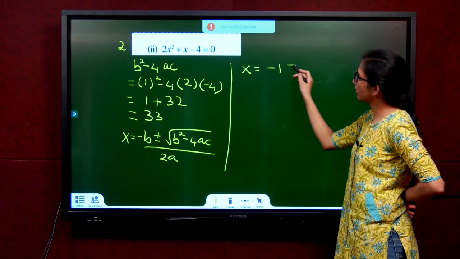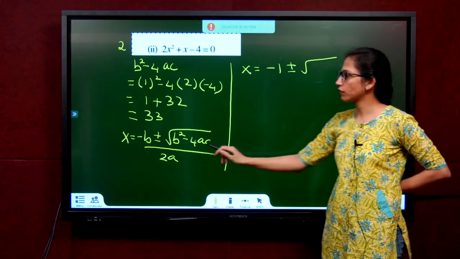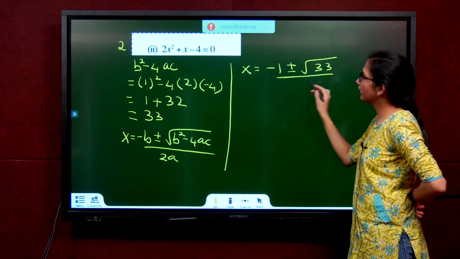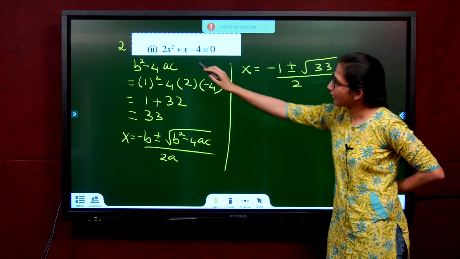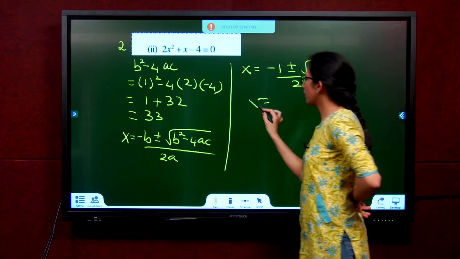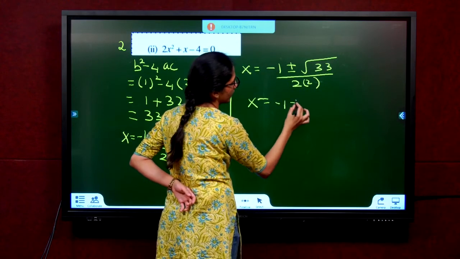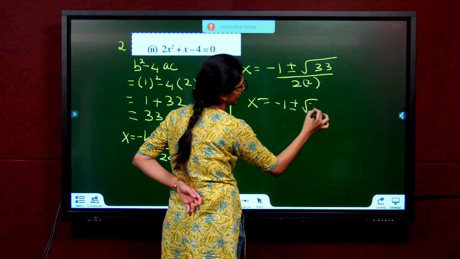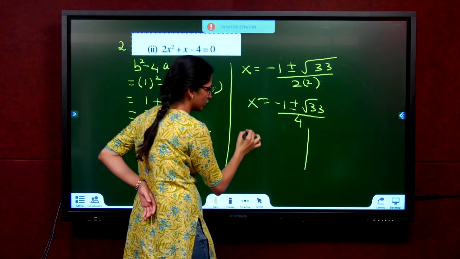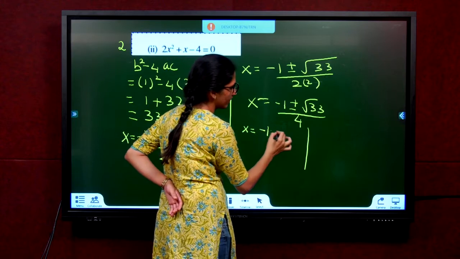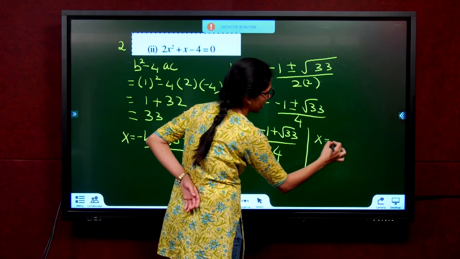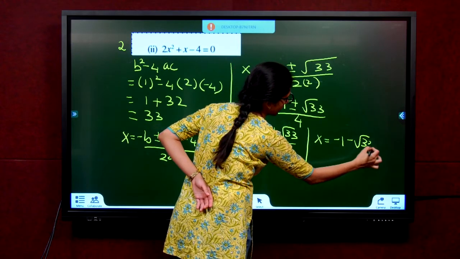So x is equal to minus 1 plus or minus root of b square minus 4ac, which is 33, divided by 2 into a. A is 2 itself. So what happens now? Minus 1 plus or minus root 33 by 2 twos are 4. This will give two possible solutions. x is equal to minus 1 plus root 33 by 4, and x is equal to minus 1 minus root 33 by 4.